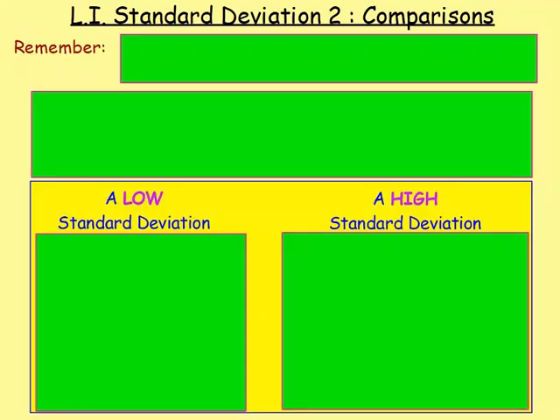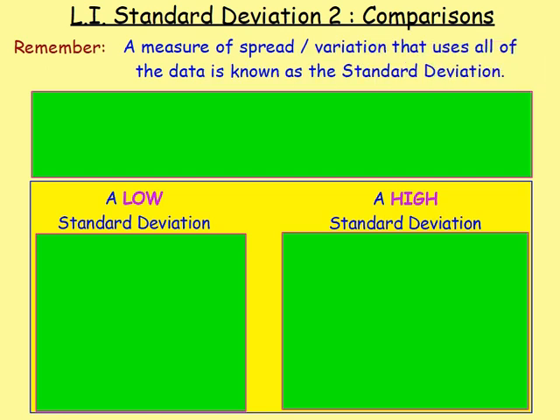So, a quick reminder, what is the standard deviation? What does it show us? It shows us the variation. It does indeed, yes. Standard deviation is a measure of the spread of the data, and it's different from the range or the interquartile range or the semi-interquartile range because they're just based on two values. The standard deviation takes into account all of the data, so it's a more accurate measure of the spread or the variation in a set of results.